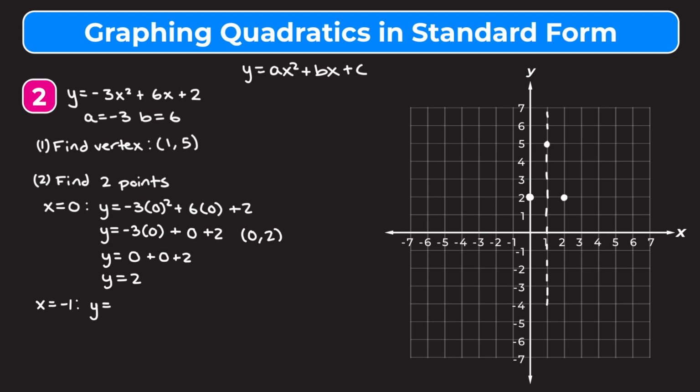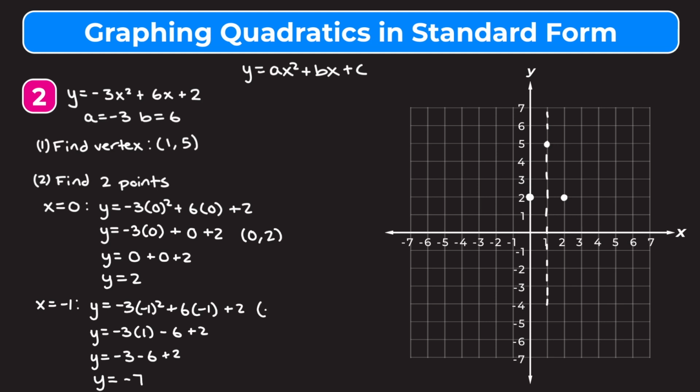So I'm going to replace all my x's in my original quadratic with negative 1. Negative 3 times negative 1 squared plus 6 times negative 1 plus 2. So we have negative 3. Negative 1 squared is 1. 6 times negative 1 is negative 6 plus 2. So we have y equals negative 3 times 1 is negative 3 minus 6 plus 2. And finally, negative 3 minus 6 is negative 9. Plus 2 is negative 7.